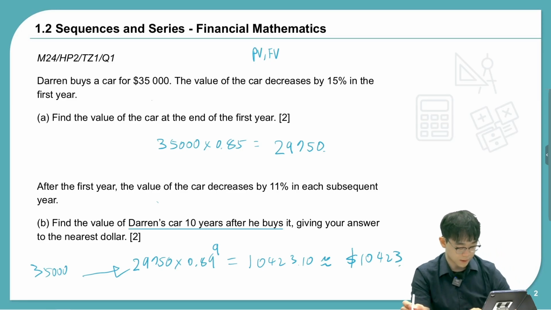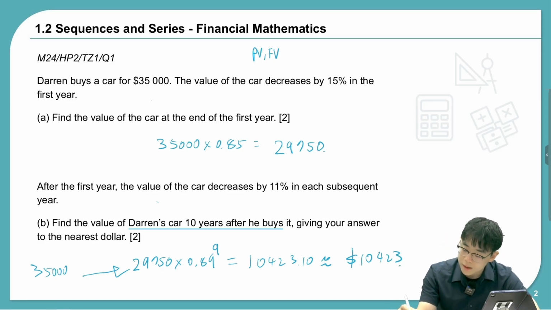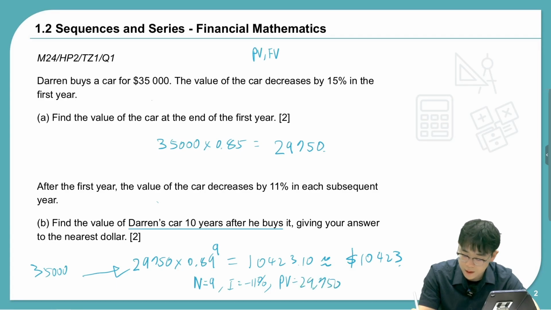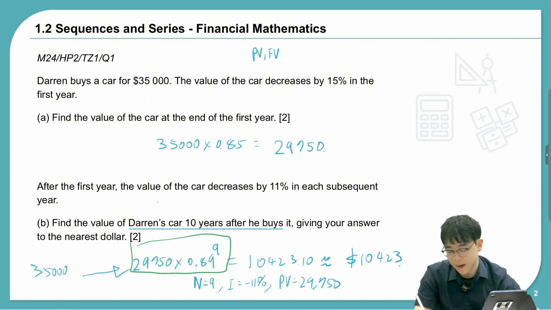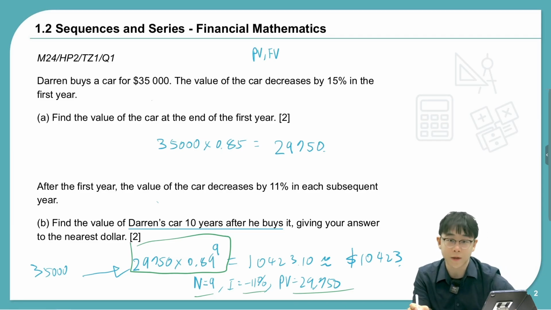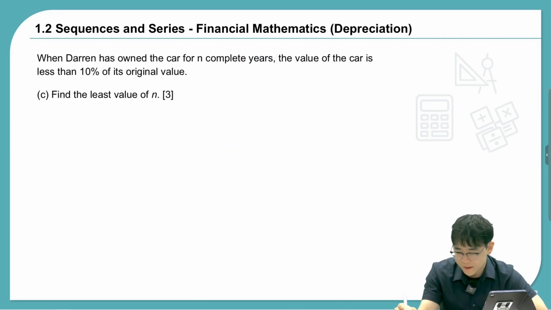That was a pretty simple question. In your calculator, you could also do n equals 9, I equals negative 11%, and present value is 29,750. Instead of using this calculation, it automatically plugs in the appropriate years, interest rate and starting value. So the first page is pretty much easy, but let's now move on to part C.